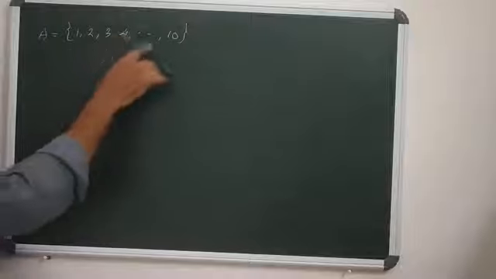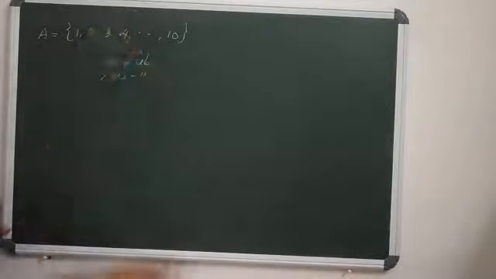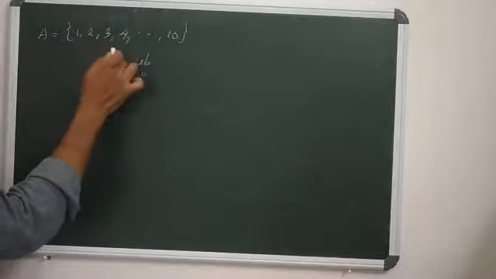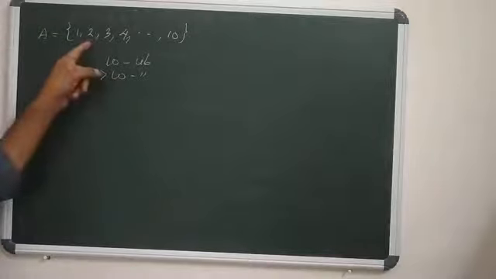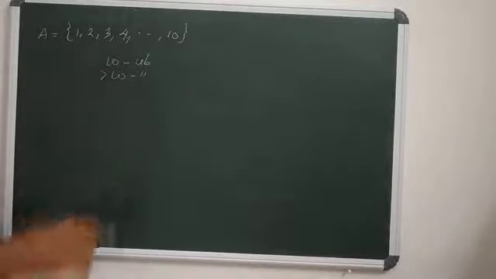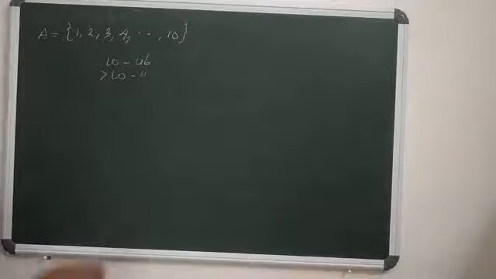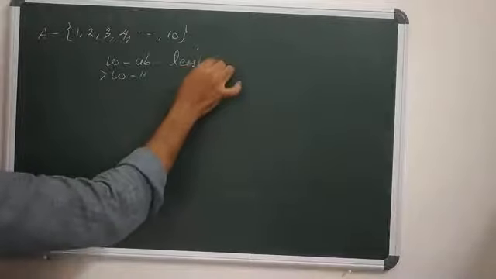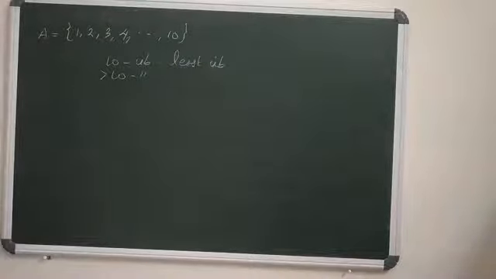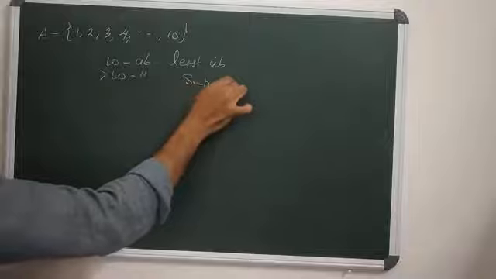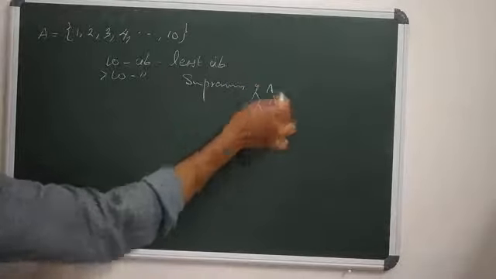Here 10 is an upper bound. Why? If you choose any real number equal to 10 or greater than 10, then all the elements in this set are less than or equal to it. So 10 is an upper bound, and any number greater than 10 is also an upper bound. Here 10 is the least upper bound, and this least upper bound is known as the supremum of A.